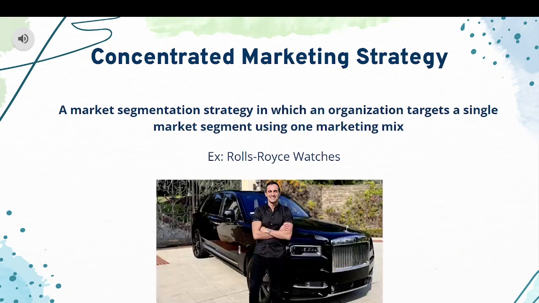There are 2 target strategies that exist when it comes to market segmentation. The first one is the concentrated targeting strategy, which is a market segmentation strategy in which an organization targets a single market segment using one marketing mix. For example, Rolls-Royce watches. Most of their ads include someone who looks very wealthy. This ad would be targeted towards wealthier individuals that can afford higher-end products.